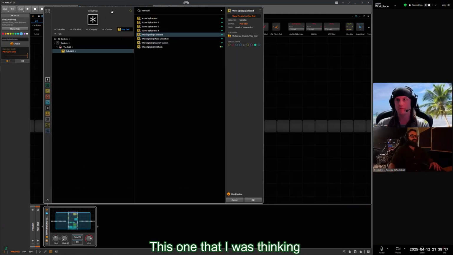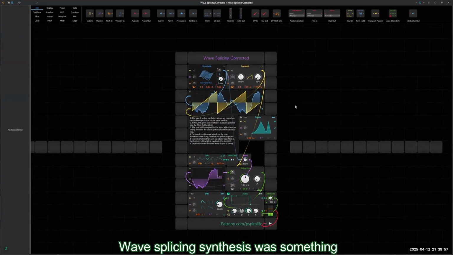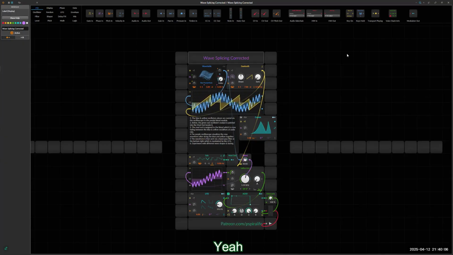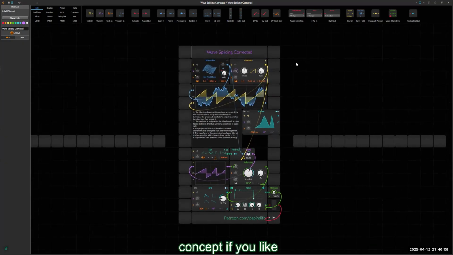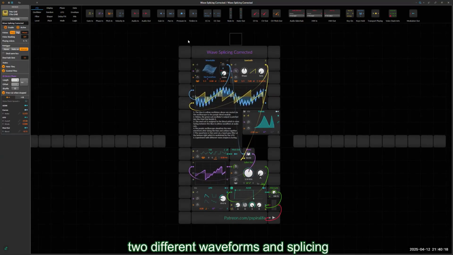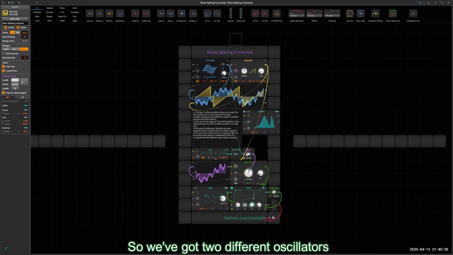This one that I was thinking of has pretty cool stuff happening in here. Wave splicing synthesis was something that I'd never heard of until a couple of years ago, and I could walk you through this concept if you like. What it essentially is, is getting two different waveforms and splicing them together, and doing that with an audio rate crossfade.